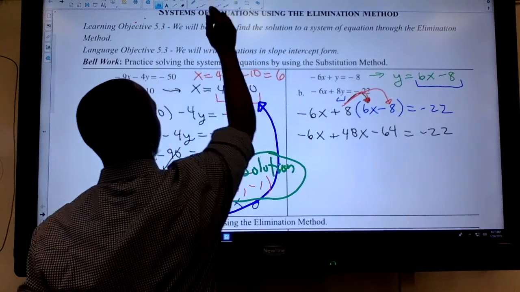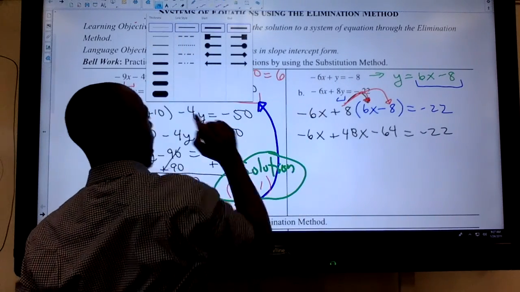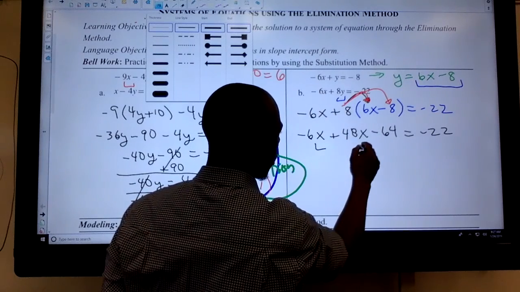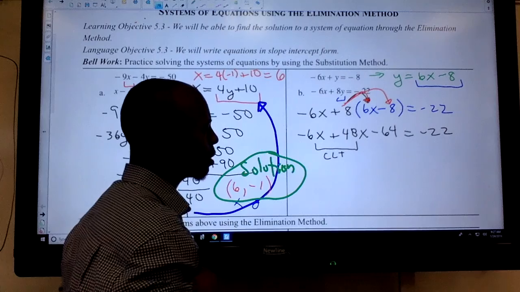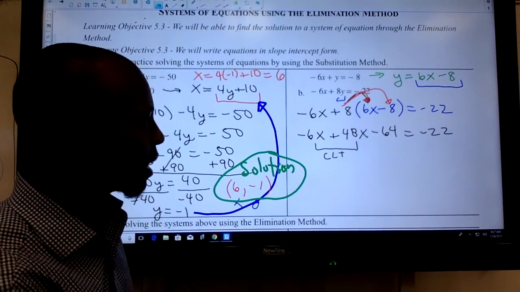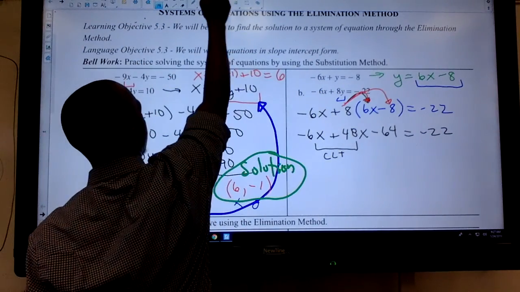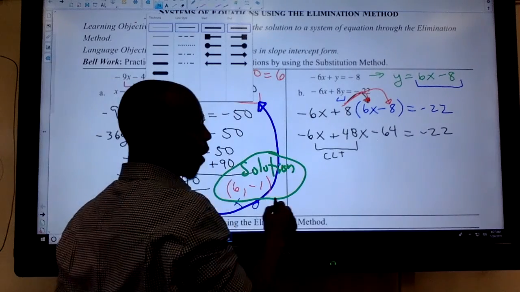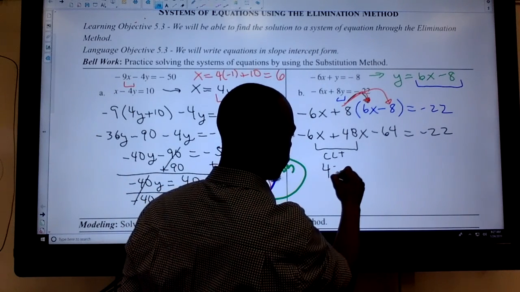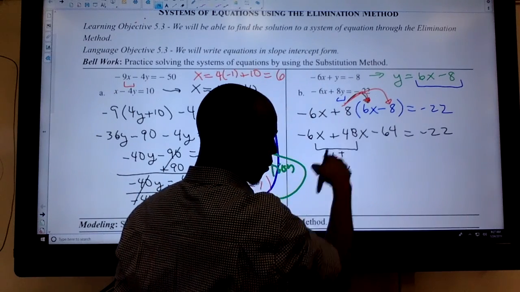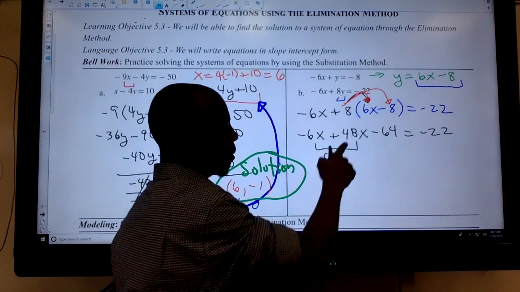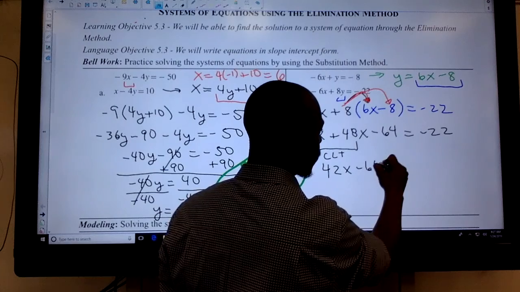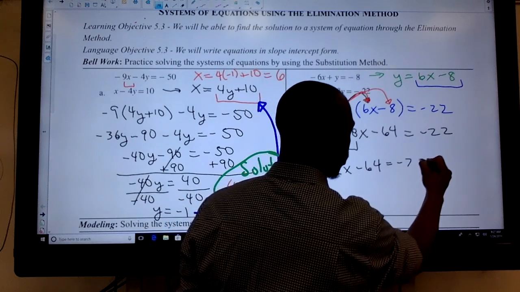All right, remember what we did before. We combine the like terms. So like terms here are these two. These are CLT. This is for me to combine like terms here. So negative 6x plus 48x gives us a 42x. It's a positive because the 48 was positive. So that's 42x minus 64 equals negative 22.